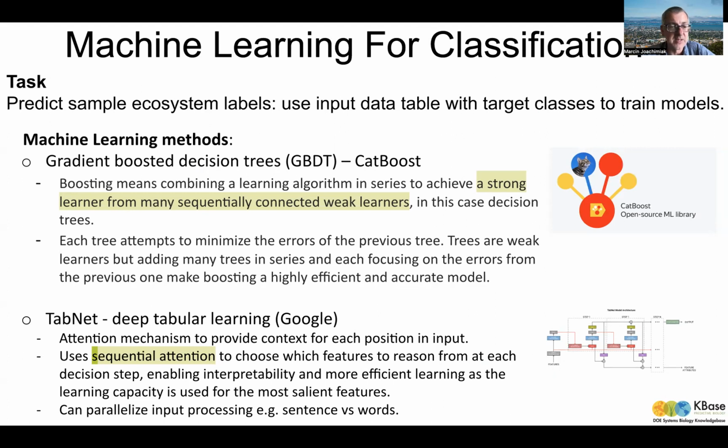We also tried TabNet, a deep tabular learning method that uses a sequential attention mechanism to choose features to reason at each decision step. And this has some interpretability and efficiency gains.